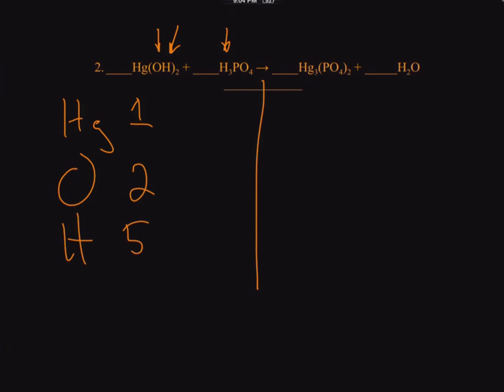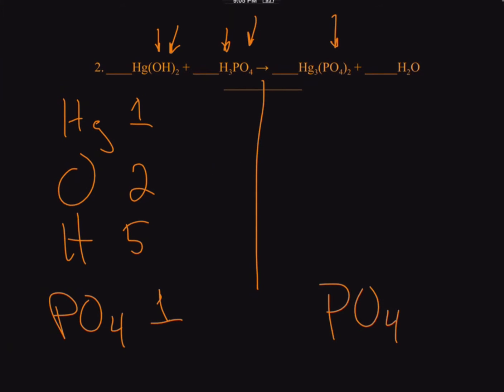And we have PO4. We could break that up and count it as 1 phosphorus and 4 oxygens, but since we also have PO4 on our right hand side as a unit, I'm going to treat it as one thing. There's 1 PO4 over here and there are 2 PO4s over here on the right. And to tally up the rest of the right hand side, we've got 3 mercuries, 1 oxygen, and 2 hydrogens.